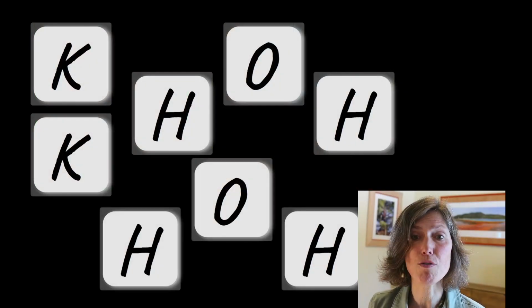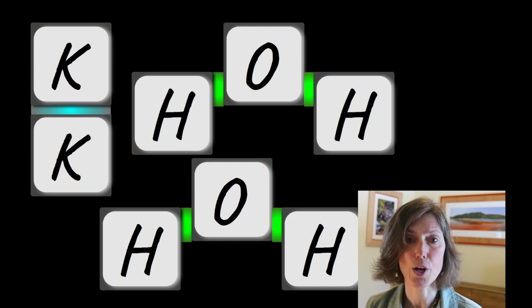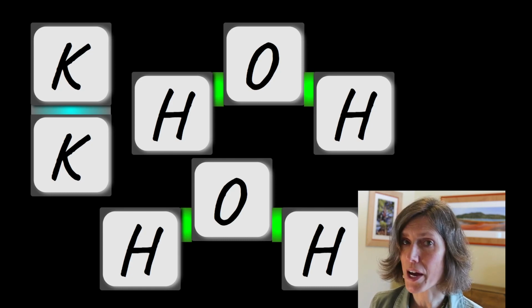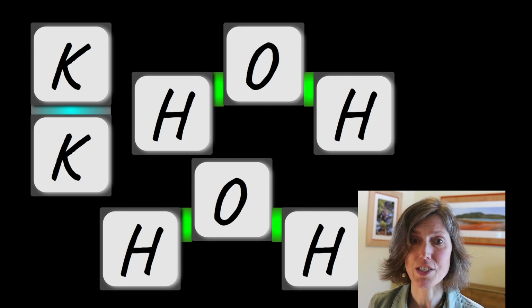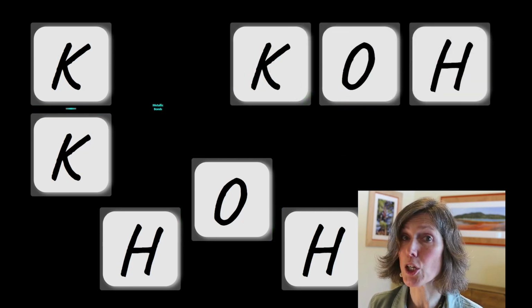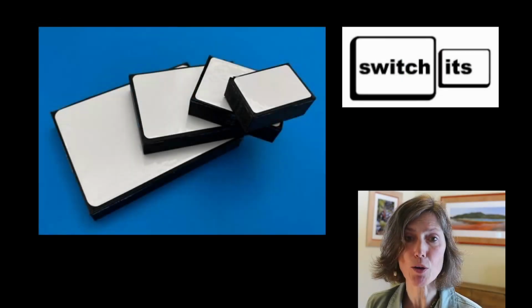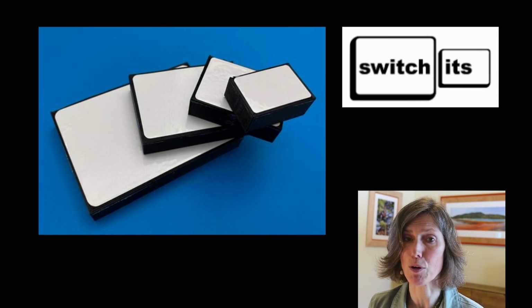Chemical bonds are the forces that hold atoms together within a substance, just like these potassium atoms inside a metal and these hydrogen and oxygen atoms inside water. There are different types of chemical bonds, including metallic, ionic, and covalent. How can you best model the breaking and making of bonds during a chemical reaction?